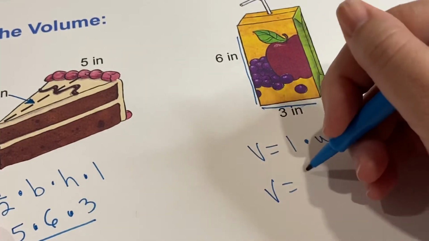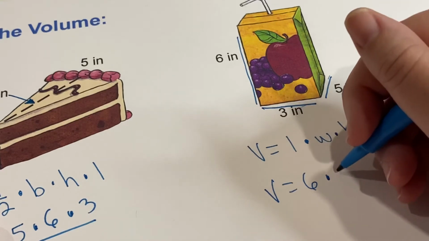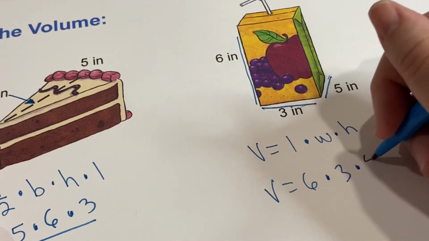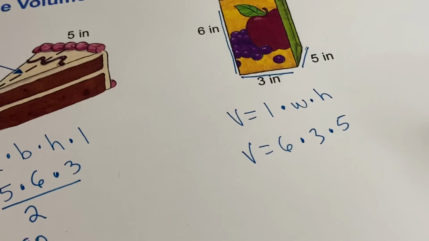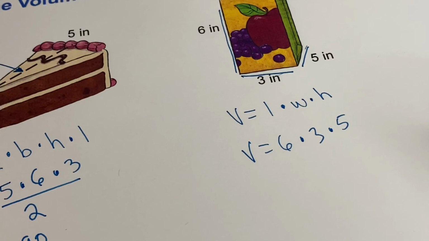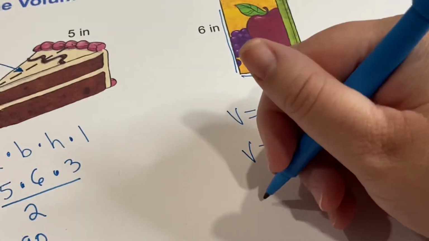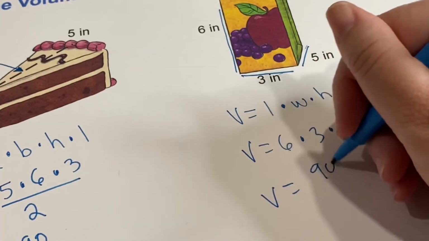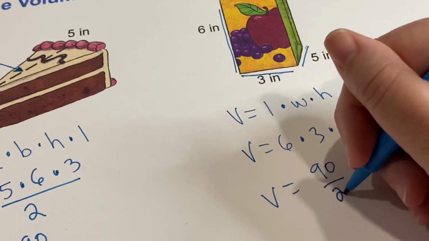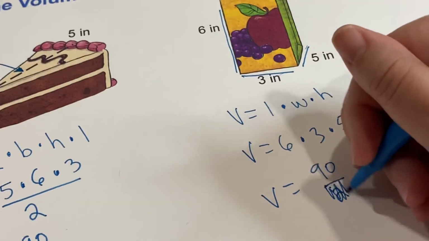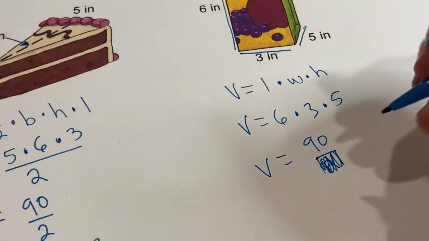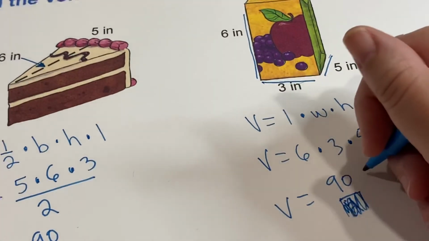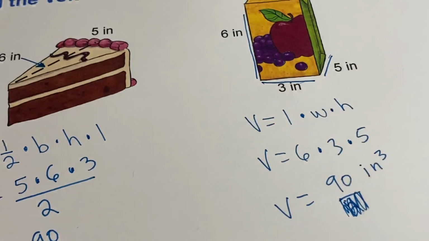So volume equals 6 times 3 times 5. So 6 times 3 is 18. And 18 times 5 is 90. We already did that over there. These are the same numbers, huh? So we have 90 divided by 2. No, we don't do that. See, I was checking to see if you knew what you were doing. So that is our final answer. And this is inches cubed.